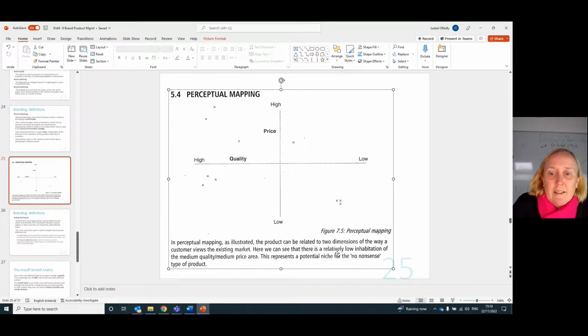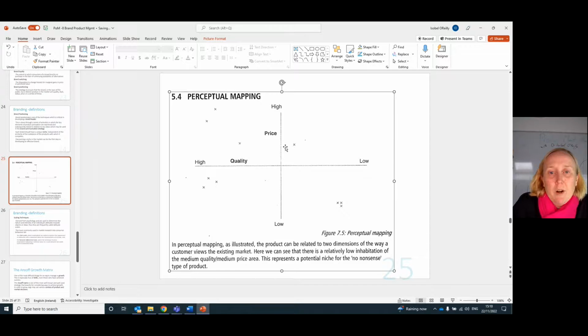Here we see that there is a relatively low inhabitation of the medium quality, medium price area. So somewhere around the middle, both middle in terms of price and middle in terms of quality. There's no X's, bar this one sort of over there. So there's nobody really competing with them in this space. Average quality, average price would be bang in the middle here. So this represents a potential niche for the no-nonsense type of product.